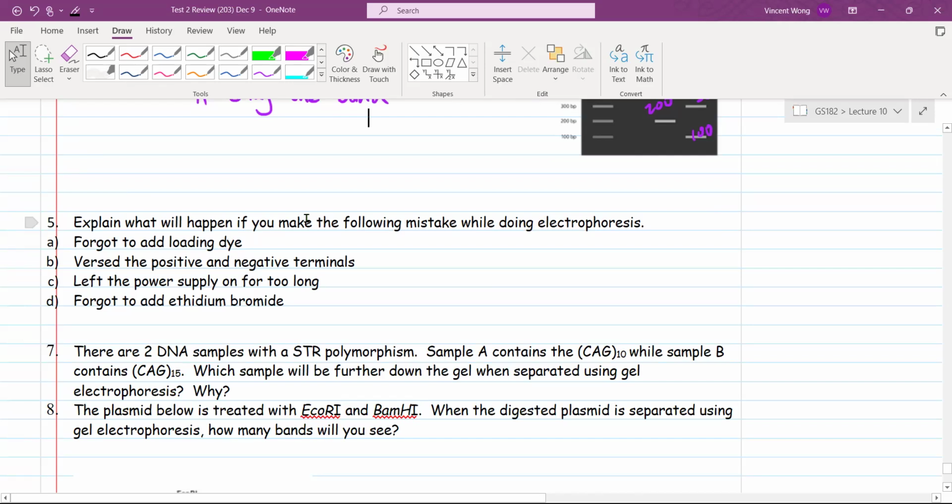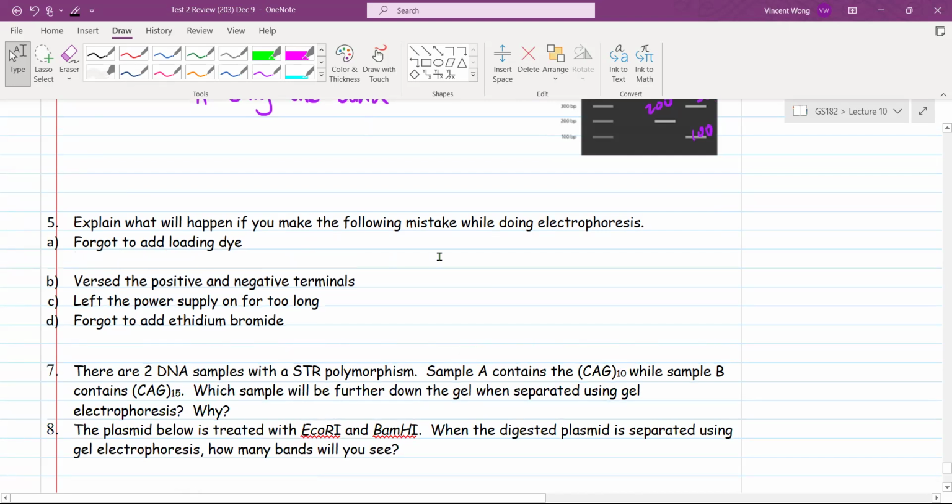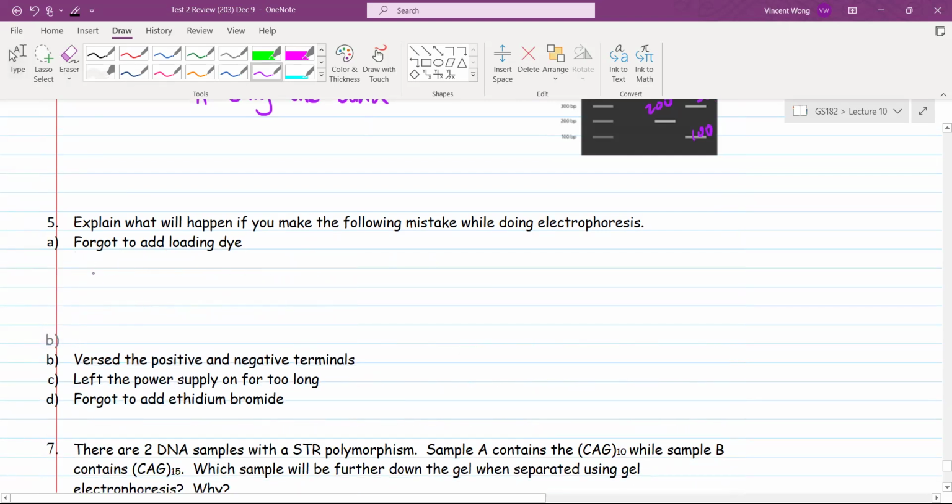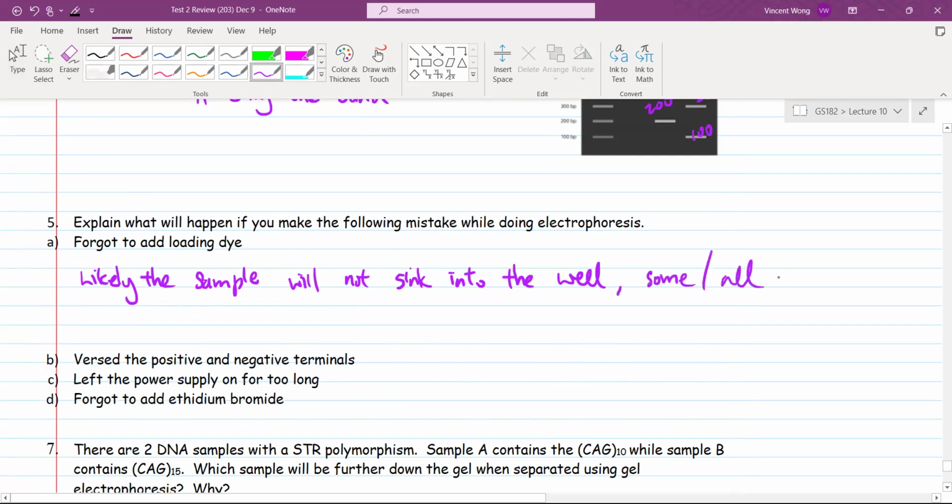Explain what will happen if you make the following mistake while doing electrophoresis: forget to load the dye. If you forget to load the blue dye, then the sample will likely not sink into the well. Some or all of the sample will be lost.